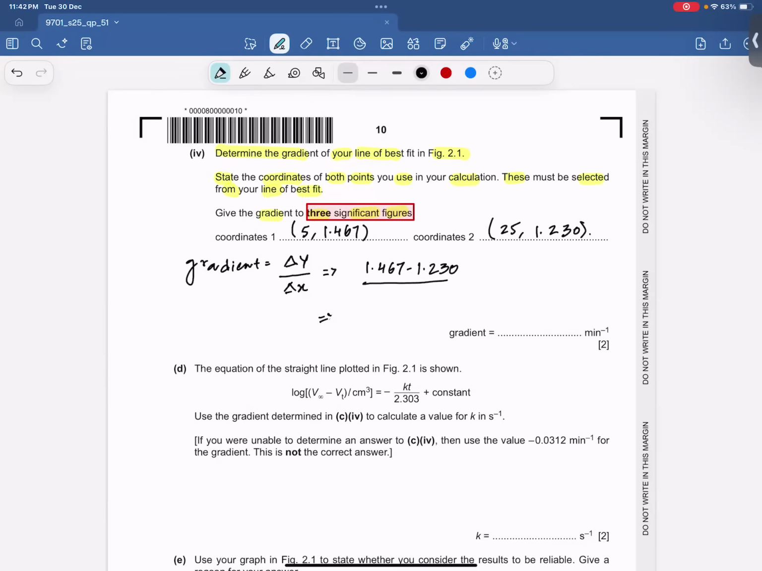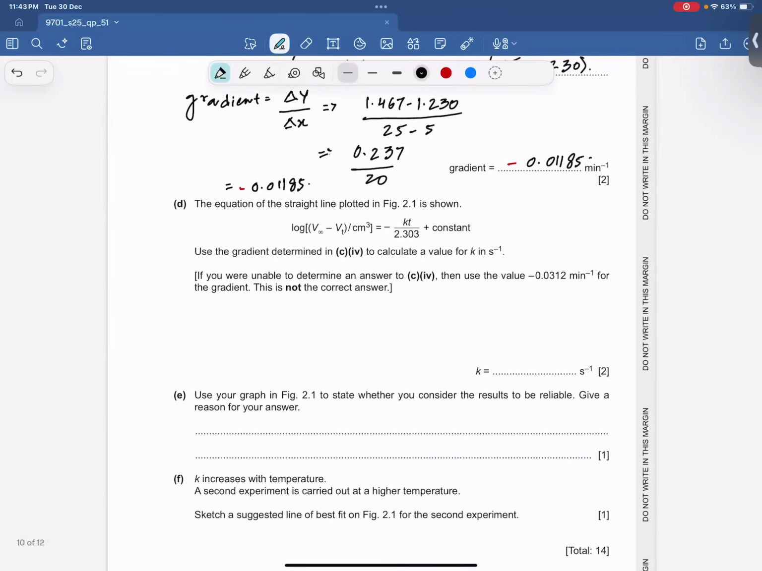1.230 divided by 25 minus 5. Is that the case? Yes. So it's going to be 0.237 divided by 20. It's going to be 0.01185. And we need to put a negative sign here because it's a decreasing gradient. So it's minus 0.01185. Okay.